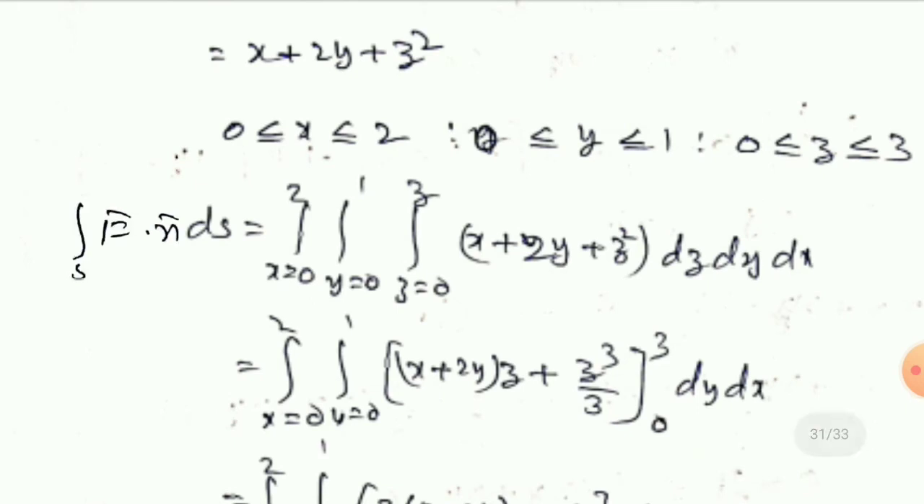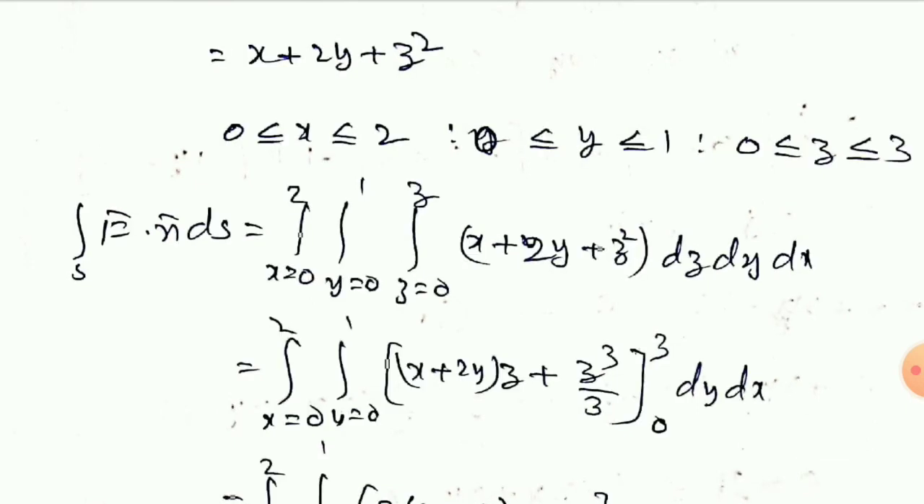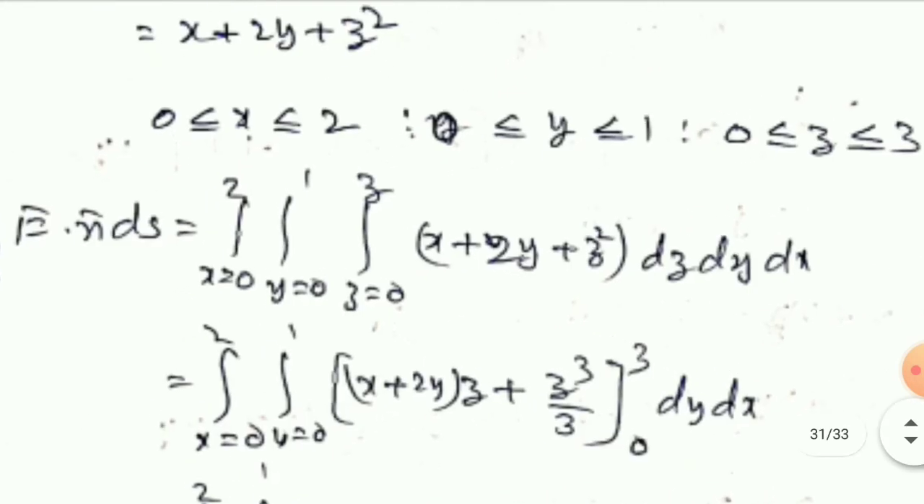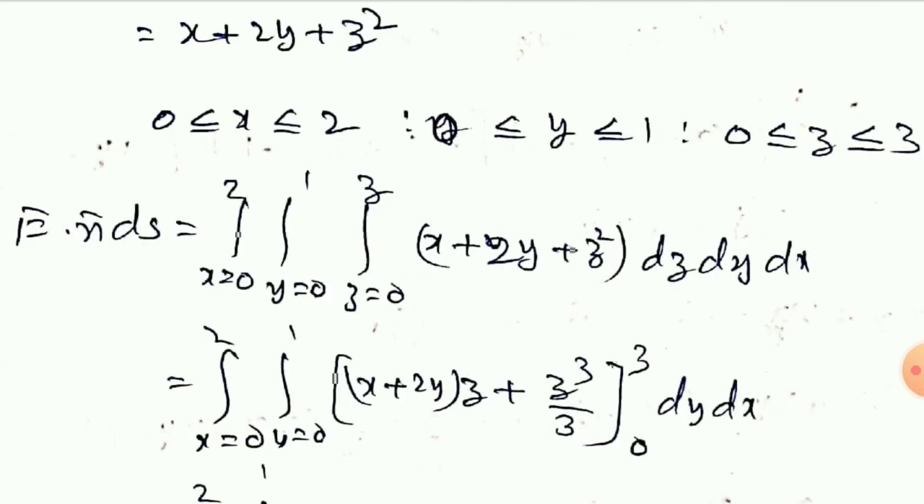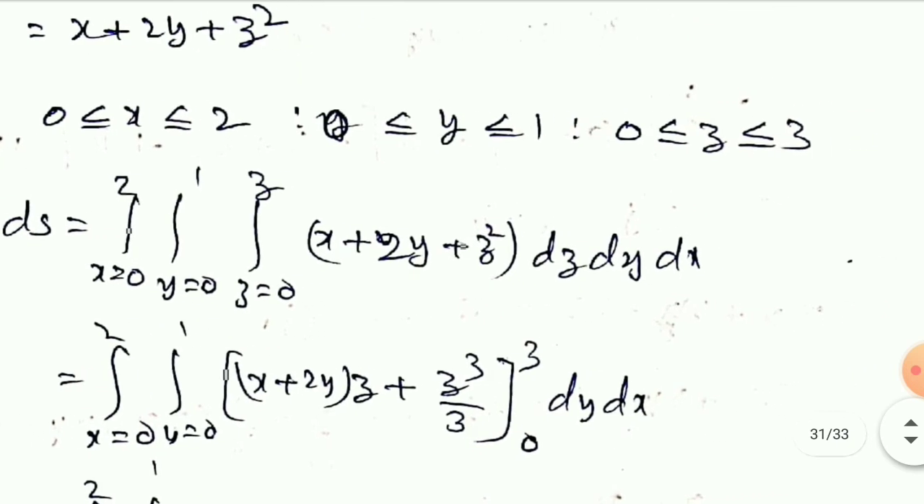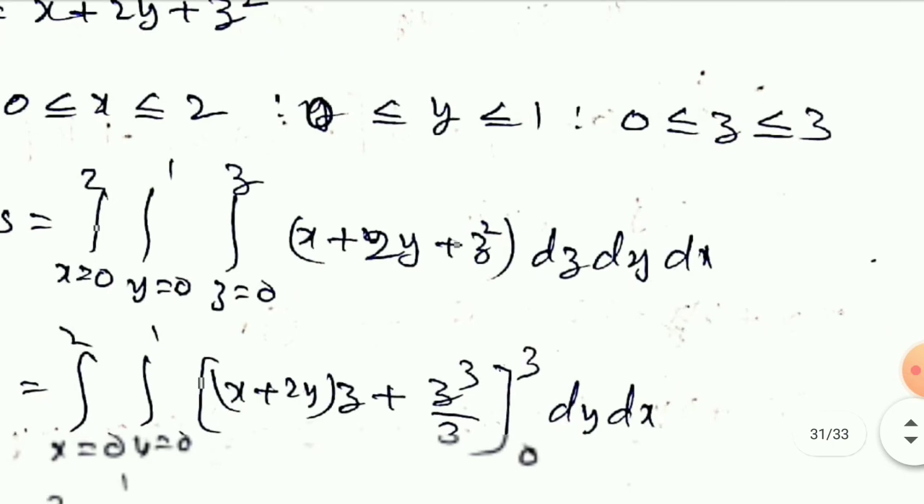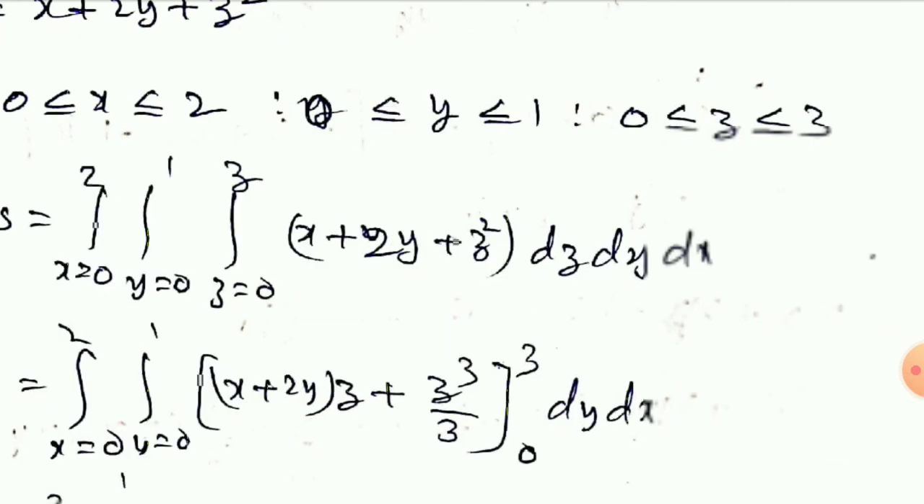So as per your Gauss theorem, surface integral f bar dot n bar ds equal to volume integral divergence of f bar. The x limits they have already given, 0 to 2, y limits are 0 to 1 and z limits are 0 to 3. The divergence of f bar that I calculated is substituted here. dv is nothing but dx dy dz.